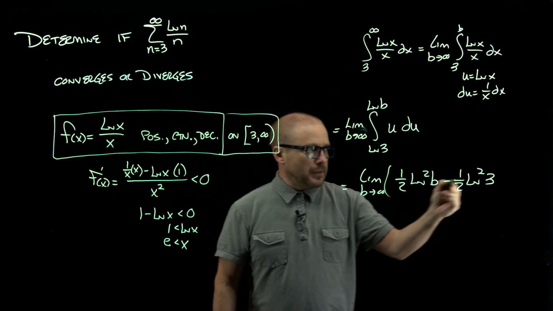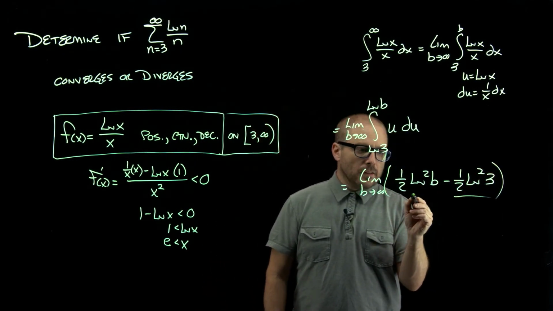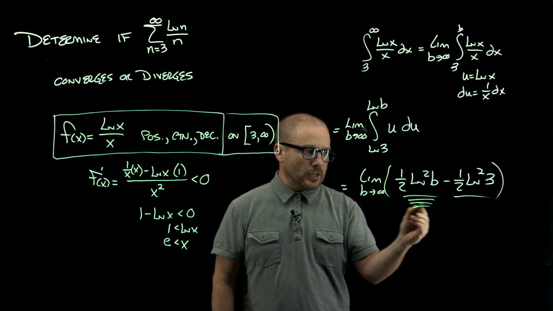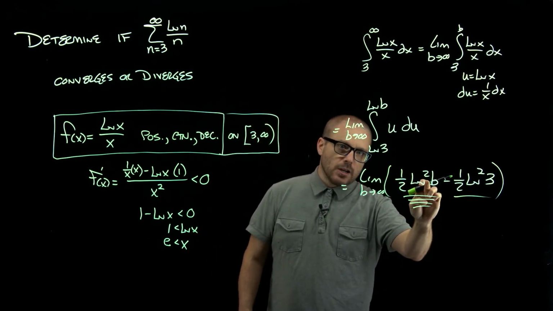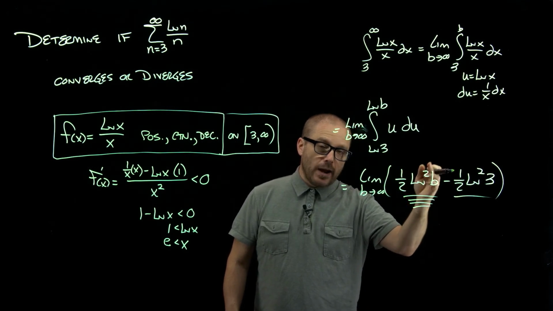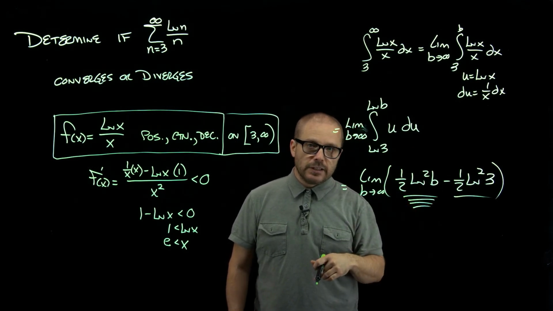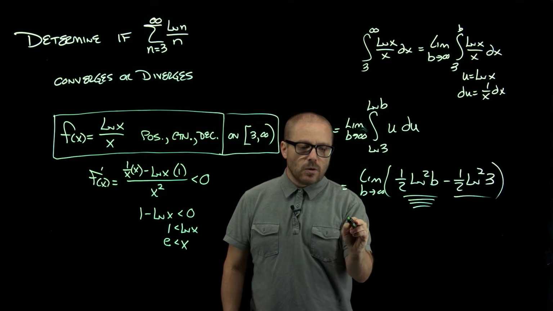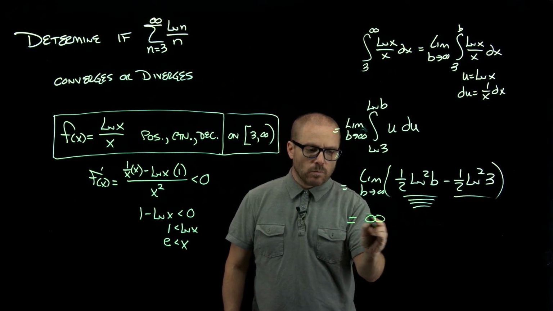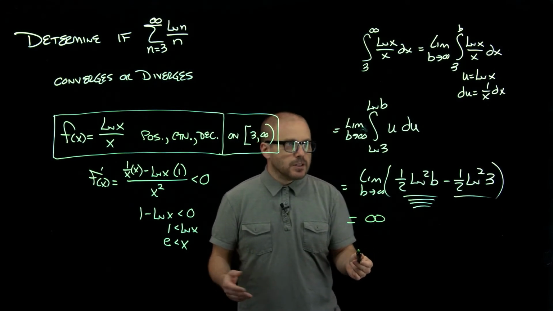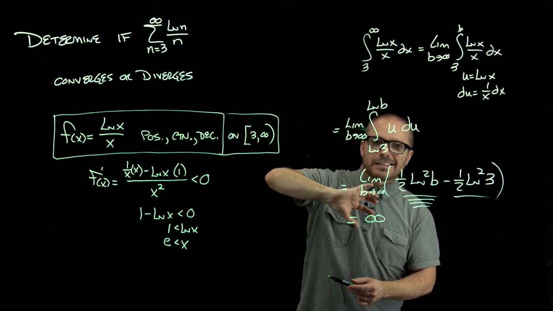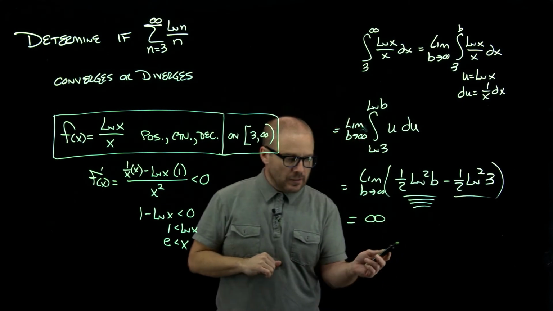Well, this is just a constant. This is the only thing that is changing as b goes to infinity. And we know natural log goes to infinity, so natural log squared is just going to infinity even faster. So this whole thing is infinity. So what did we just establish? We just established that this integral is divergent, so I want you to state that.